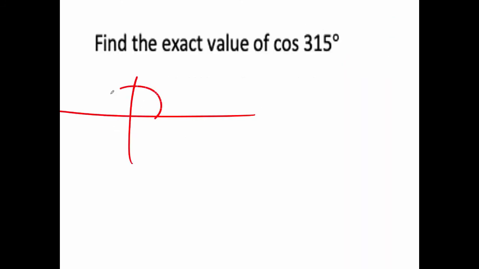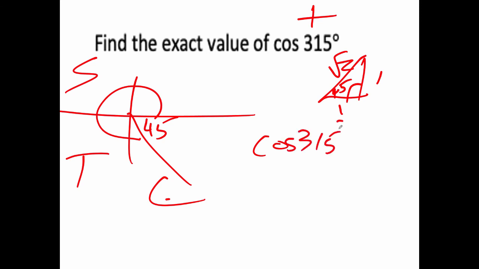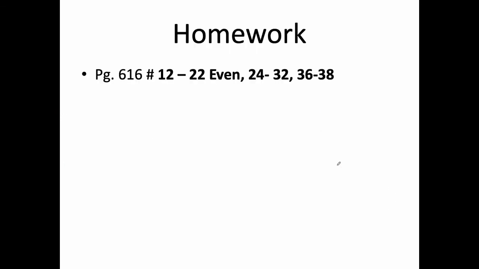315, cosine. Come around here. Quadrant 4, positive, chilling in the STC. The cosine is positive. I'm a 45-degree angle. Bust out your 45, 45, 90. Isosceles, the legs are the same length. All right, adjacent over hypotenuse. Cosine of 315 is positive 1 over the square root of 2. Work it out. It's square root 2 over 2.